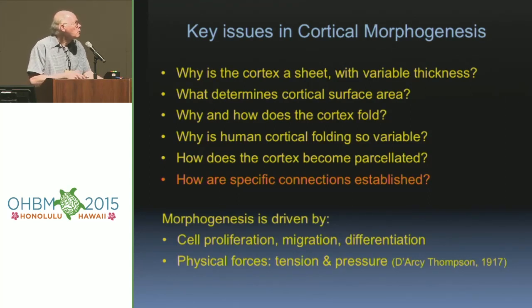So morphogenesis, that is the establishment of the shape of cortical and subcortical structures, is driven by, in general terms, how much cells proliferate, where they migrate, how they differentiate, and morphogenesis arises from the physical forces of tension and pressure operating in an organized, coordinated way, as D'Arcy Thompson articulated more than almost a century ago.